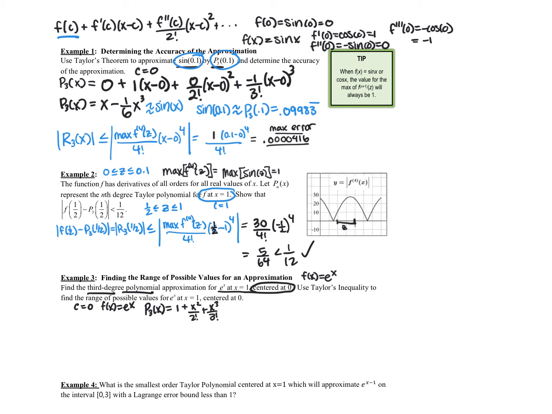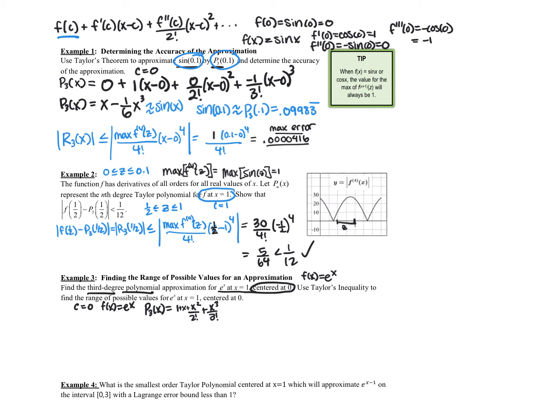And then it's x minus the center, but what's our center? 0, so it's just x minus 0 squared, right? Divided by 2 factorial. Oh, sorry, there should be an x in here. I lost my x. Sorry, there's a missing x there.